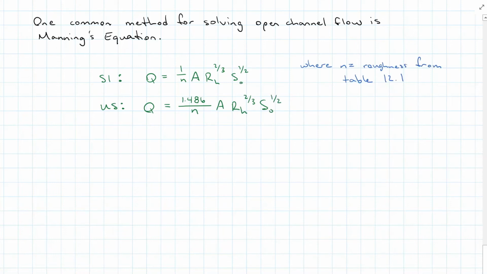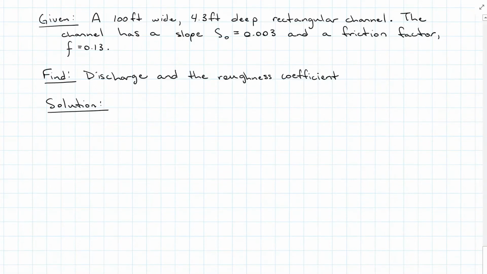You can find the roughness factors from table 12.1. If we have a 100-foot wide, 4.3-foot deep rectangular channel with a slope of 3/1000 and a friction factor of 0.13, find the discharge and the roughness coefficient. Okay, so above Manning's equation, discharge is equal to 1.486 over n times the area times the hydraulic radius to the 2/3 times the slope to the 1/2.